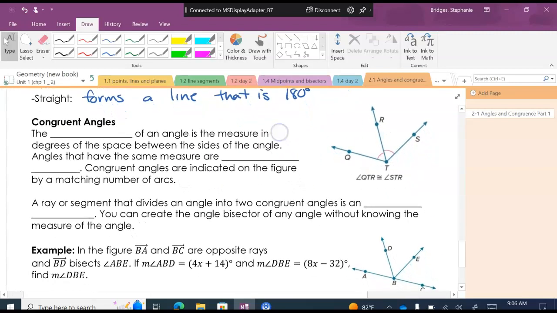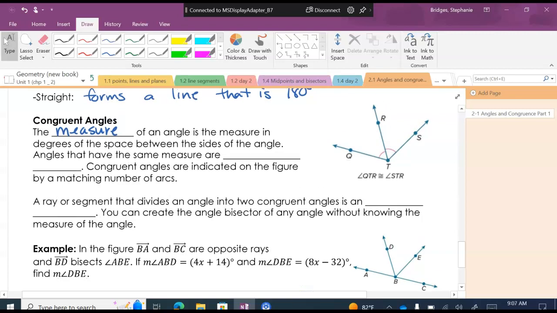All right. Do you remember when we talked about congruent segments? We said they were same size, same shape. Same thing for congruent angles. They're going to be the same size and the same shape. But then when they talk about the size, they call it the measure of an angle. That's how many degrees it is. So the measure of an angle is the measure in degrees of the space between the sides of the angle, so on the inside of the angle. Angles that have the same measure are called, what does it say up top in bold? Congruent angles.